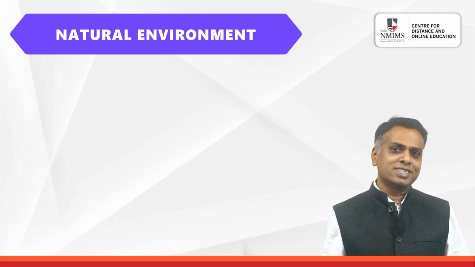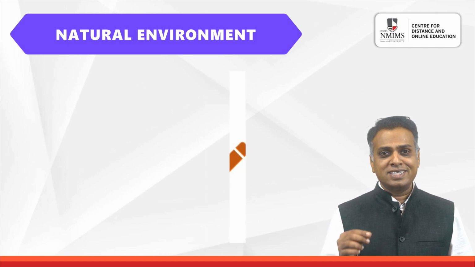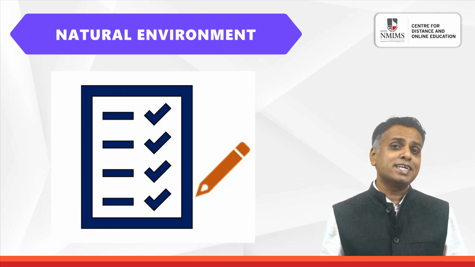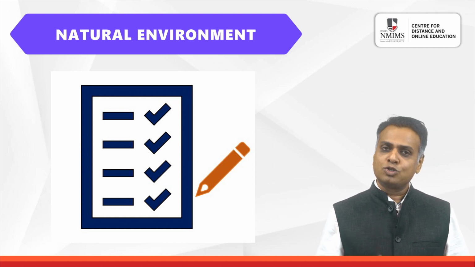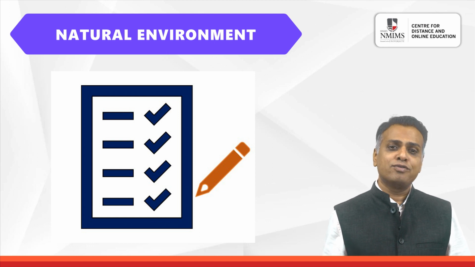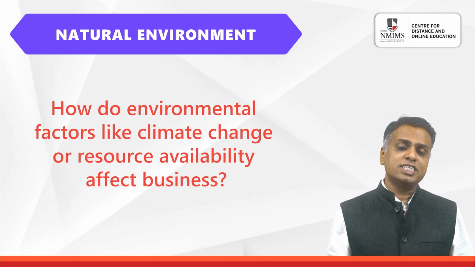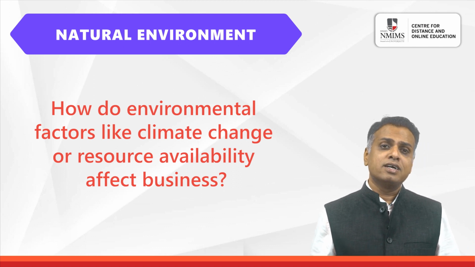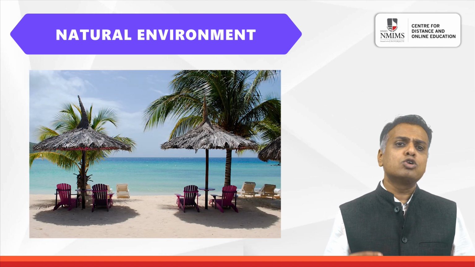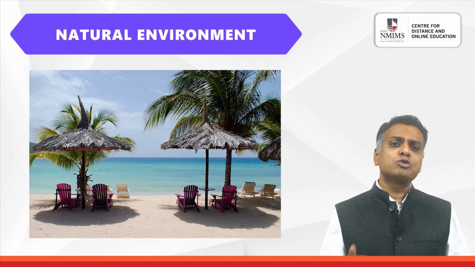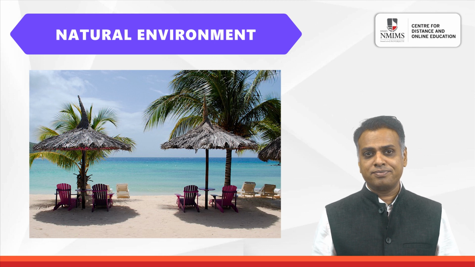Here are some questions that we need to consider. You remember when we started this, I have mentioned that there are certain checklists that needs to be prepared, and that checklist is very important. So, the checklist or the question for natural environment will be, how do environmental factors like climate change or resource availability affect your business? Let us take one example. An outdoor tourism company needs to adapt to changing weather patterns that could impact its operations.